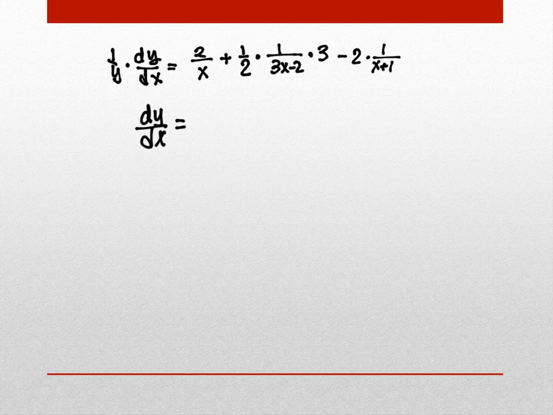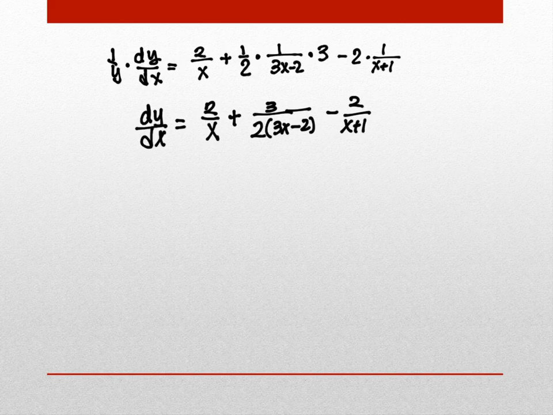And it's going to have each of these multiplied by y. I'm going to condense some of these. So this is 3 over 2 times (3x minus 2), minus 2 over (x plus 1). I'm not going to combine them any more than that at the moment. And then it's times y. Okay, so everybody good so far? All right.